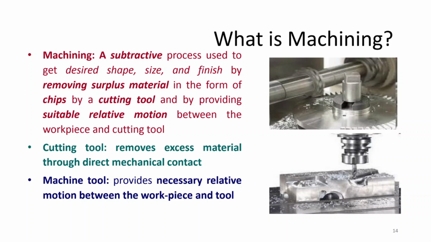Cutting tool is the one that removes the excess material through direct mechanical contact. So drill bit will be the cutting tool. Machine tool provides necessary relative motion between the work piece and tool.